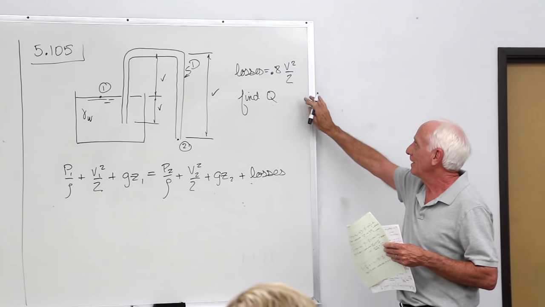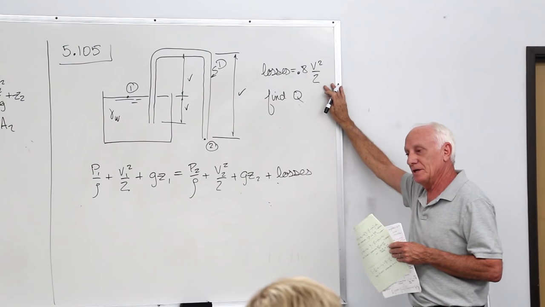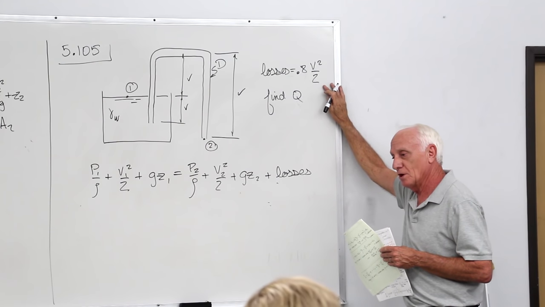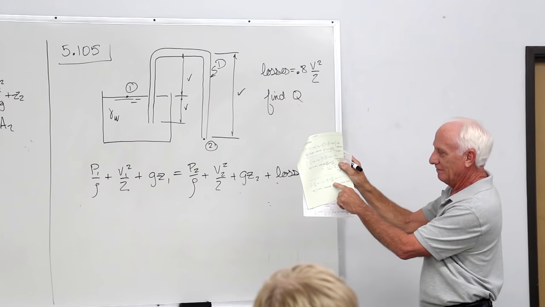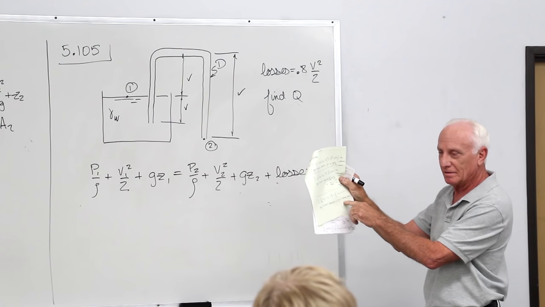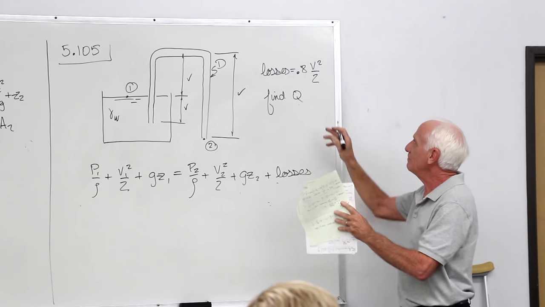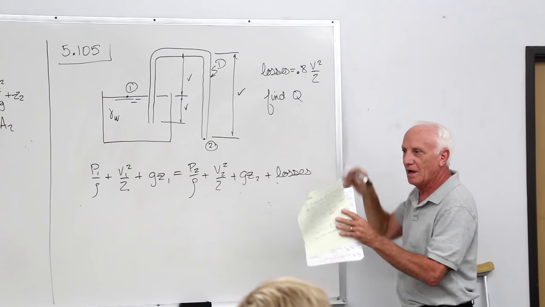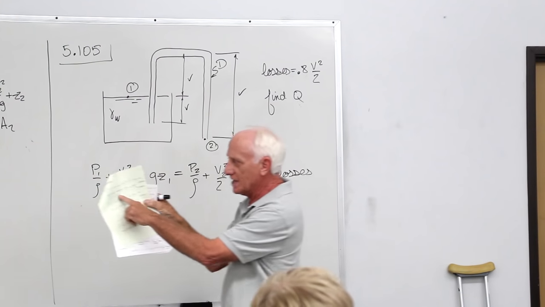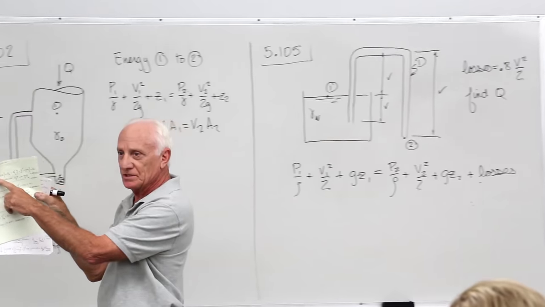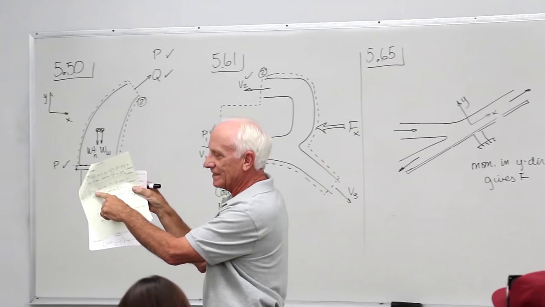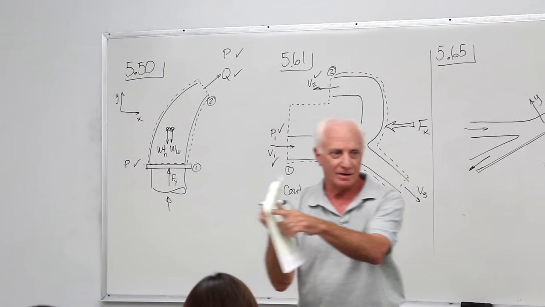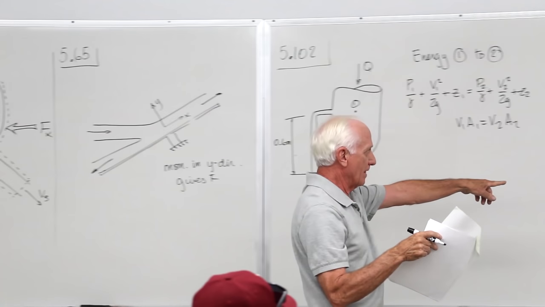What did he give me? He gave me the losses in terms of what? V squared over 2g? No, that'd be the third equation, the head equation. No. He gave me the losses in terms of V squared over 2. I try and find in those three equations a V squared over 2 sitting all by itself. Oh, there it is right there. The second equation down, the middle one.